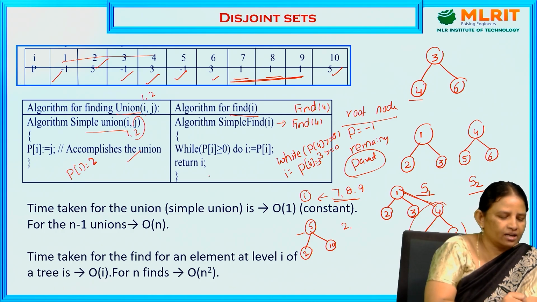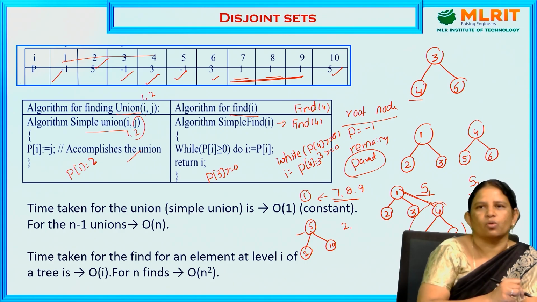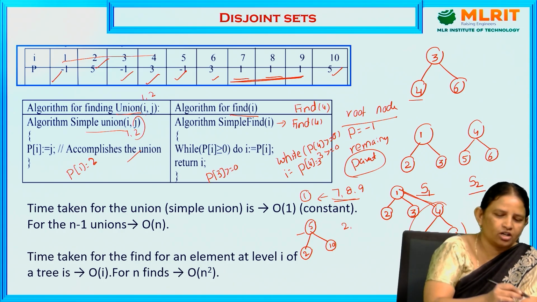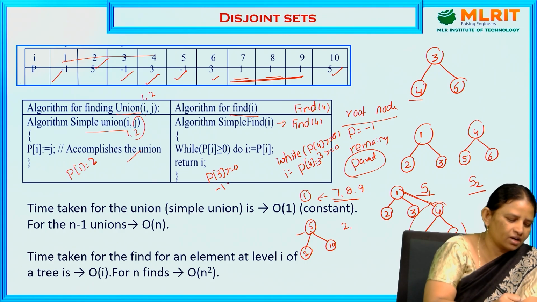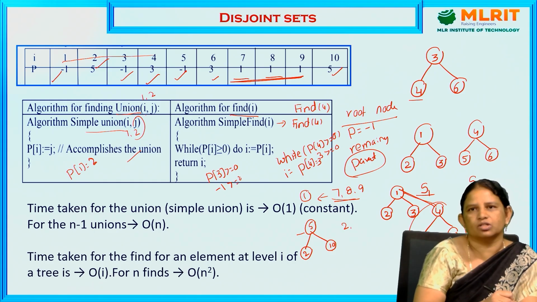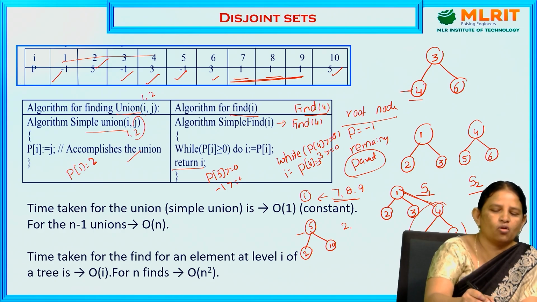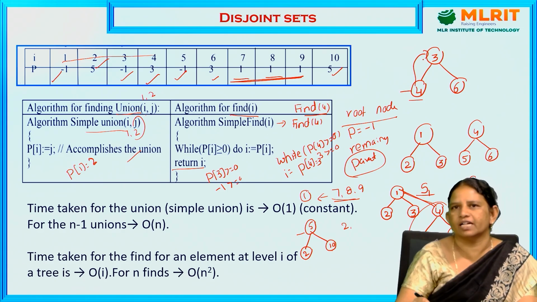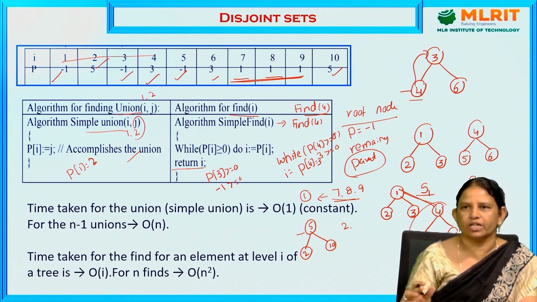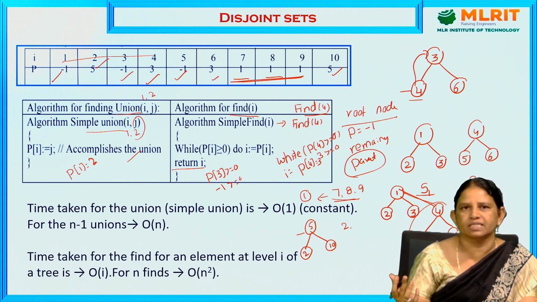Next, again P of 3 greater than or equal to 0. What is P of 3? Means parent of 3. Parent of 3 is minus 1. Minus 1 greater than or equal to 0. Condition false. Return I. What is I consisting of? 3. That means find of 4 returns 3. That is, the find operation returns the root node or the parent node.